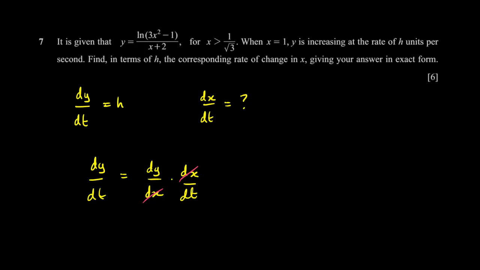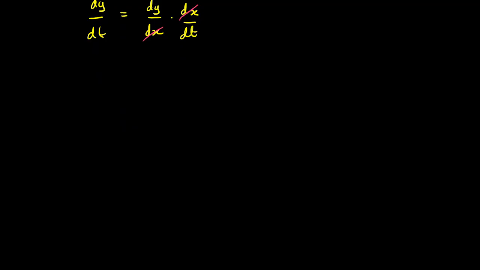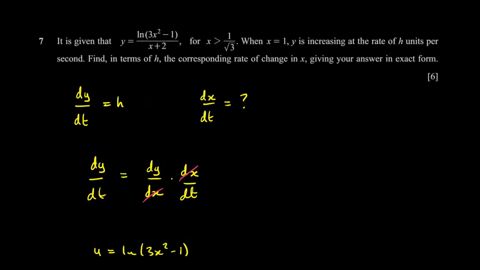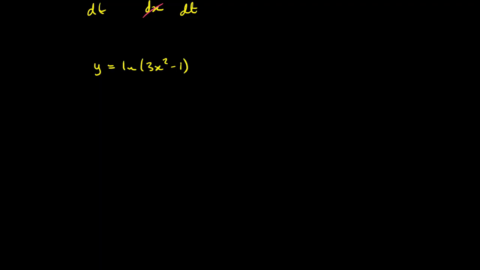So what is our function? Our function is ln 3x squared minus 1. So y is equal to ln 3x squared minus 1 divided by x plus 2. Okay, so if we want to differentiate this, we've got to use the quotient rule, because the quotient rule is when we've got one function divided by another function.